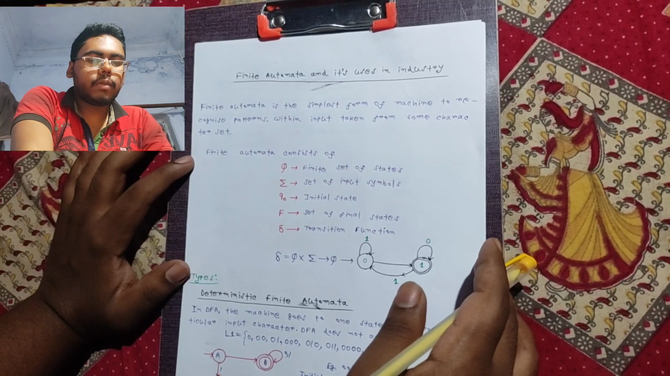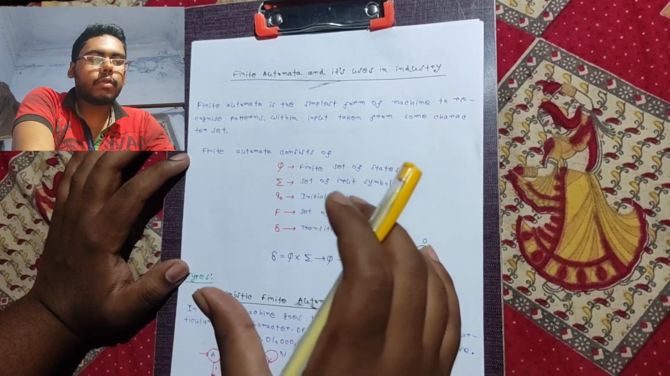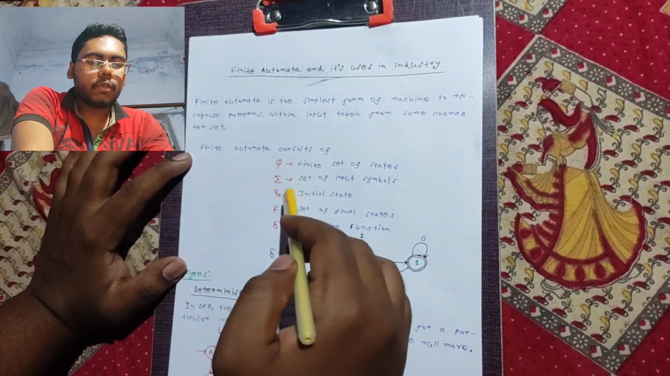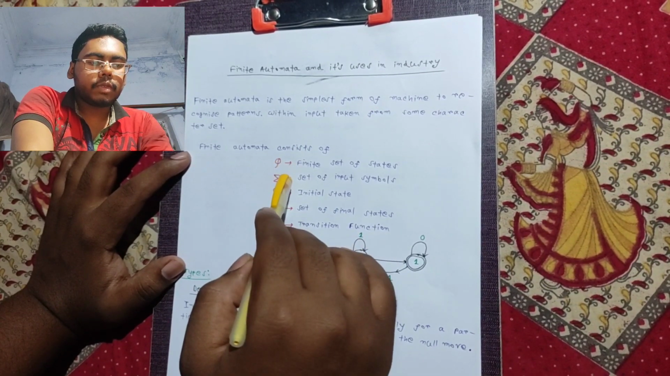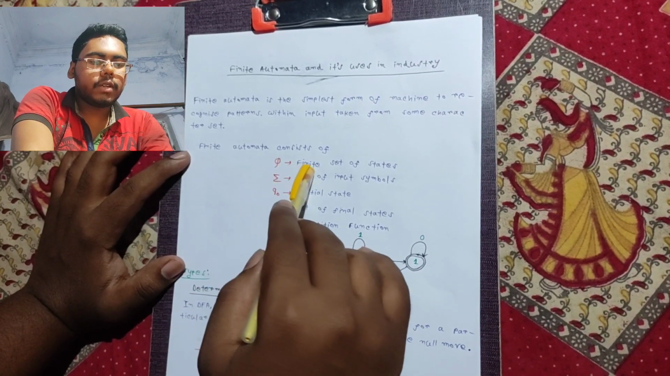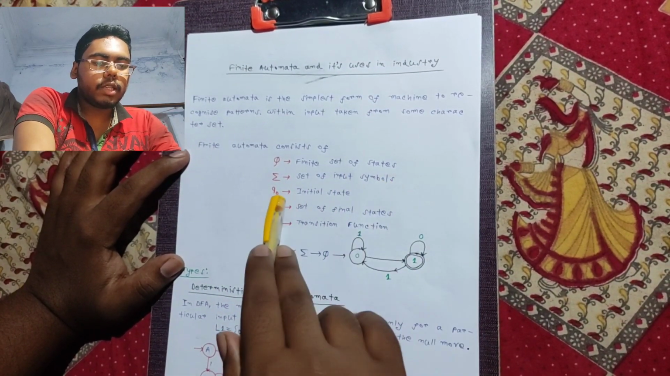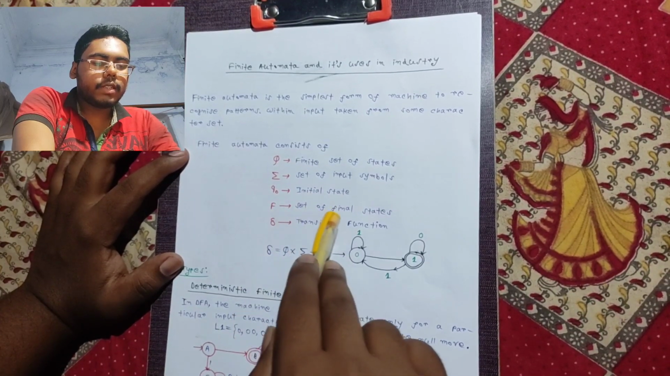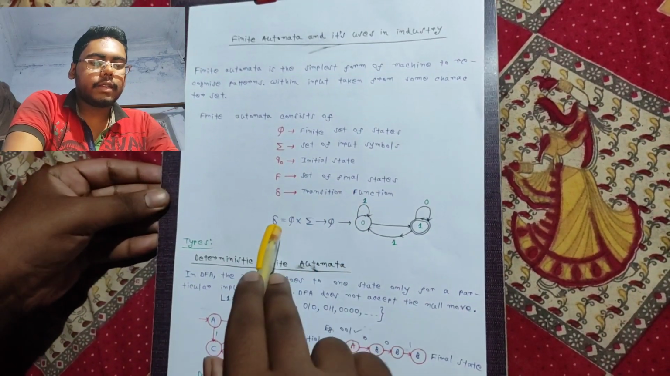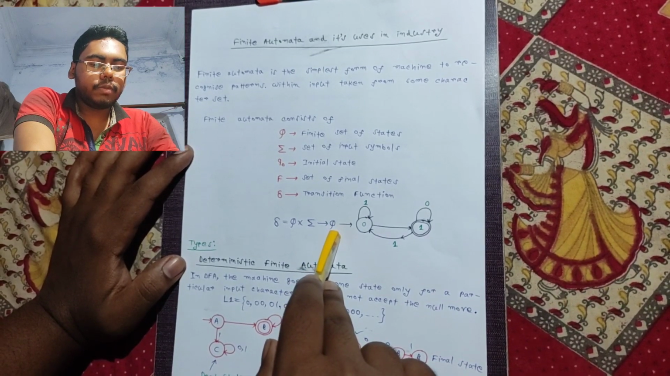We take a character set, and from that character set we give the input and we can get the desired output. Finite automata actually consists of 5 things, which are Q, Sigma, q0, F and delta, where Q is the finite set of states, Sigma is the set of input symbols, q0 is the initial state, F is the set of final states, and delta is the transition function. And delta is defined as delta = Q × Sigma → Q.